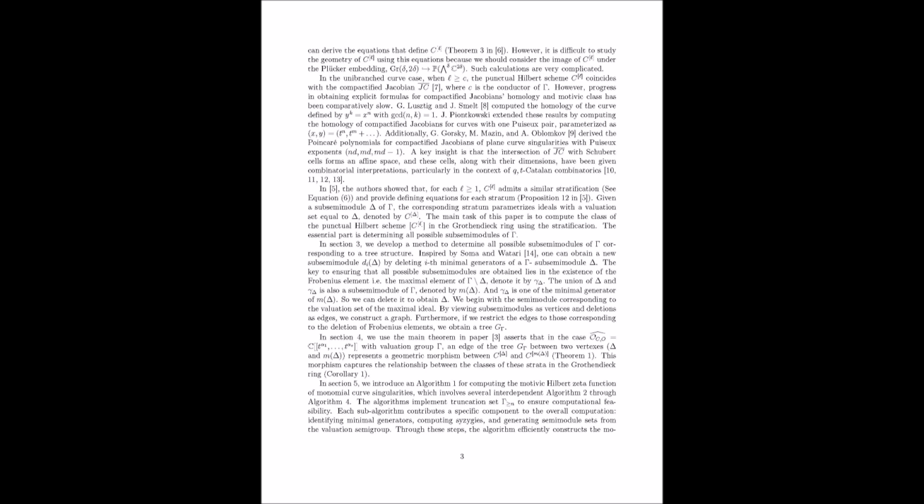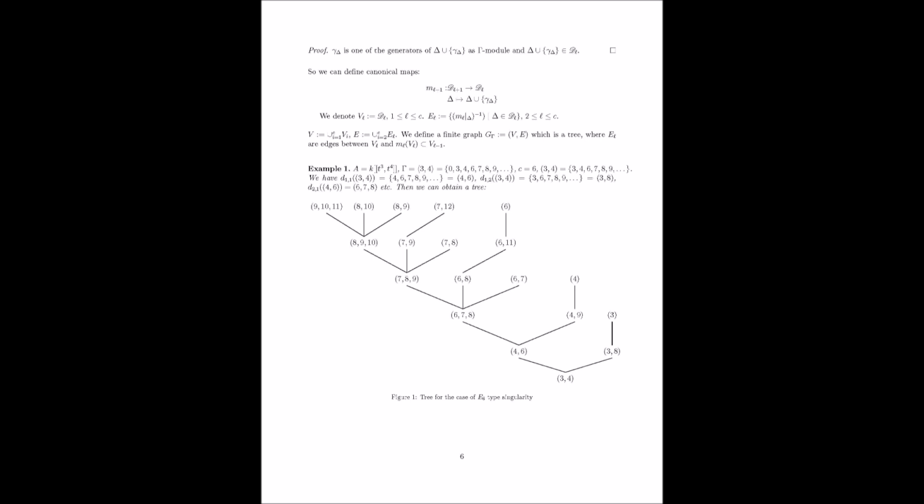[C[6]] equals 1 plus L plus 2L squared plus 3L cubed plus L to the fourth. [C[7]] equals 1 plus L plus 2L squared plus 3L cubed plus L to the fourth. And [C[8]] equals 1 plus L plus 2L squared plus 3L cubed plus 2L to the fourth.